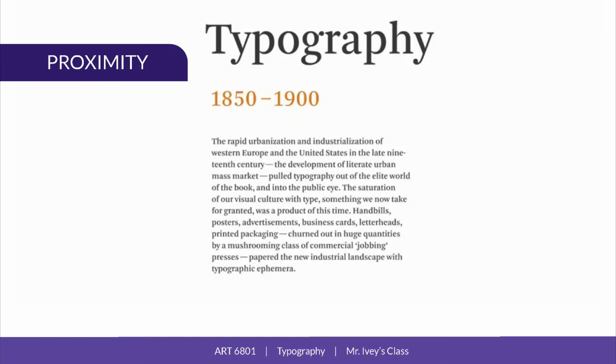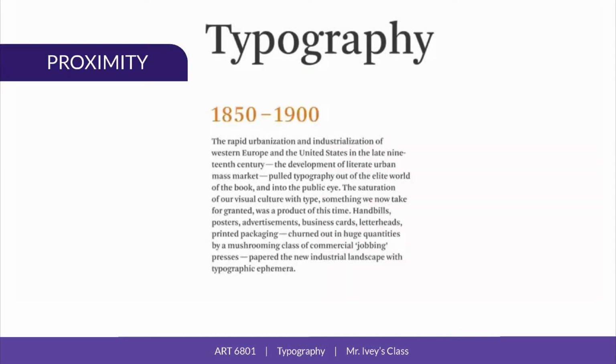It's unclear how we're supposed to read the second line of this text. 1850 to 1900 is positioned ambiguously halfway between the title and the text. If we nudge it up a bit, we now read it as related to the title. It's a subtitle. So we would read this as an article about typography between the years 1850 and 1900.